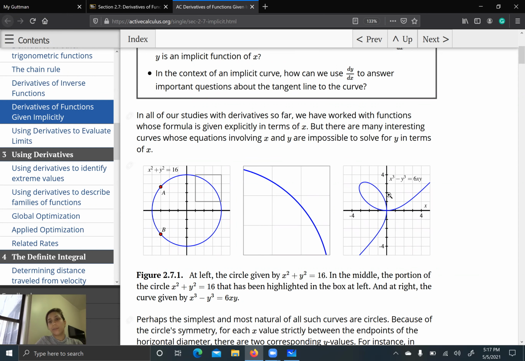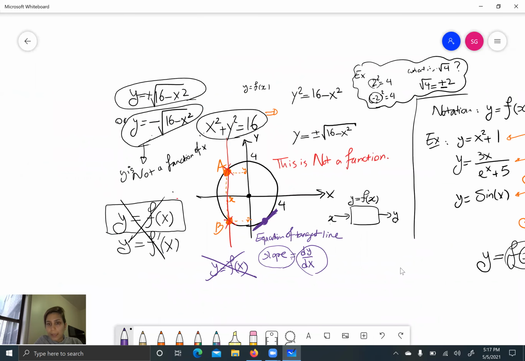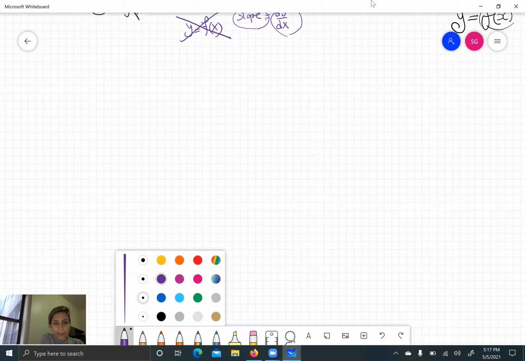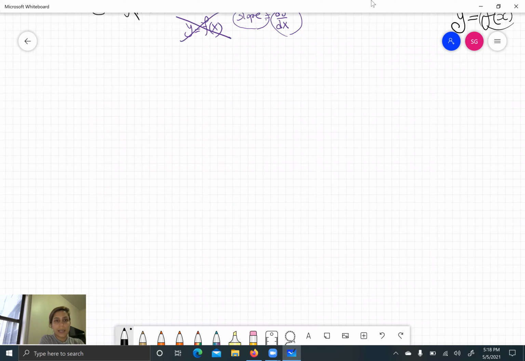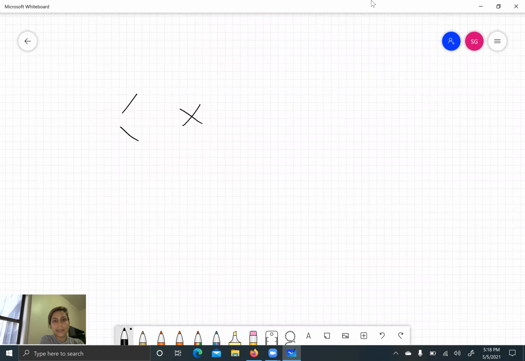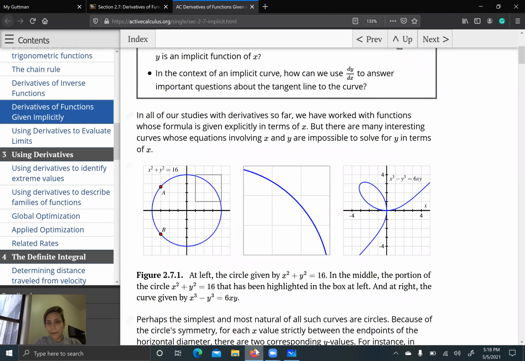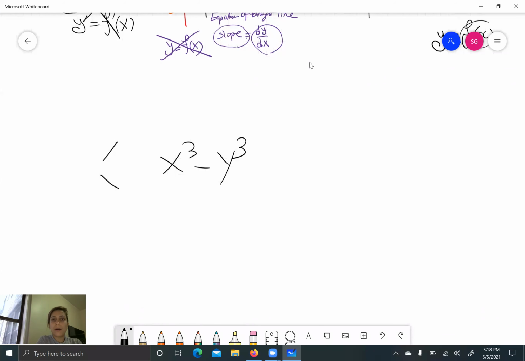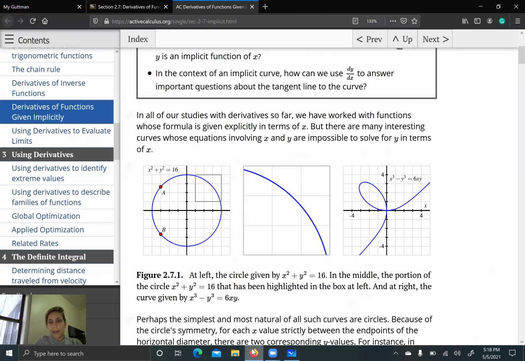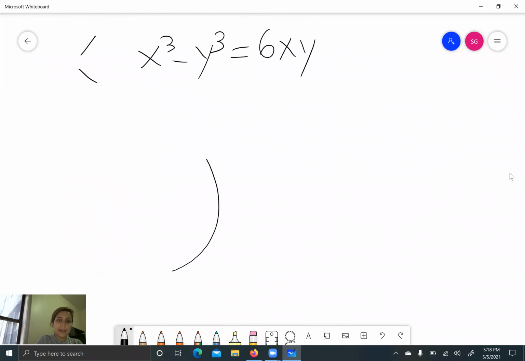This is also not a function. The formula is x cubed, that one, the graph on the right, is x cubed minus y cubed equals 6xy. And then, as you can see graphically, the graph is a curve like this.